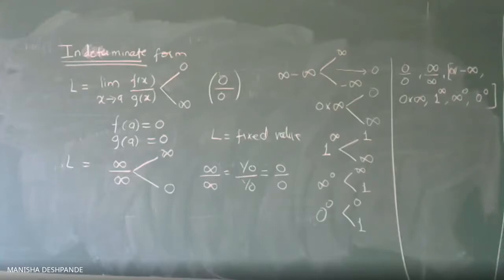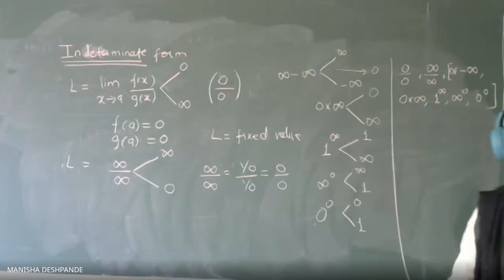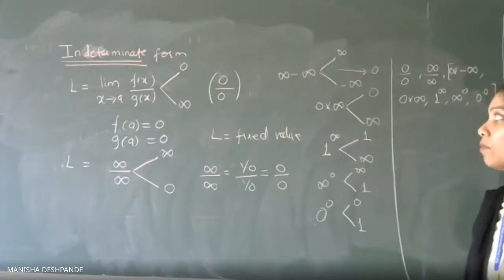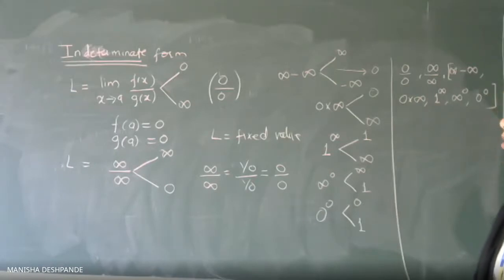If L is equal to limit as x tends to a of f of x by g of x, such that f of a is equal to g of a is equal to 0, then L takes the value 0 by 0, which is an indeterminate form, as it takes two possible values: 0 and infinity.